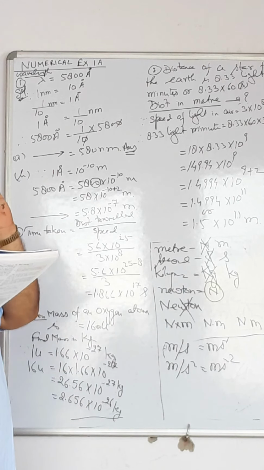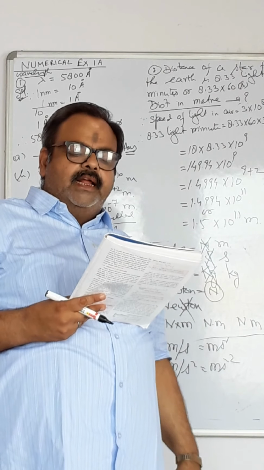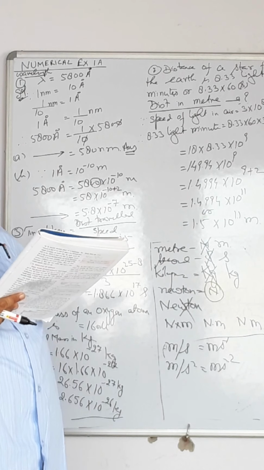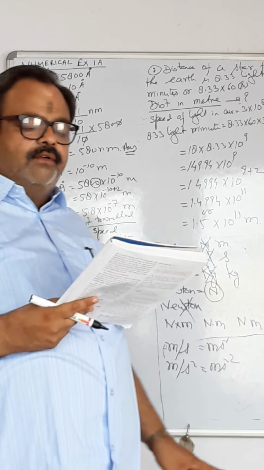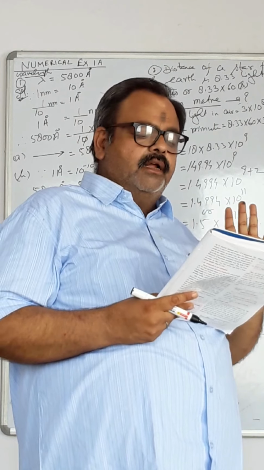The second one we have to do as homework. The first I have done, the third I will do. The distance of a galaxy from the earth is 5.6 × 10^25 meter. This distance they have given in meters.